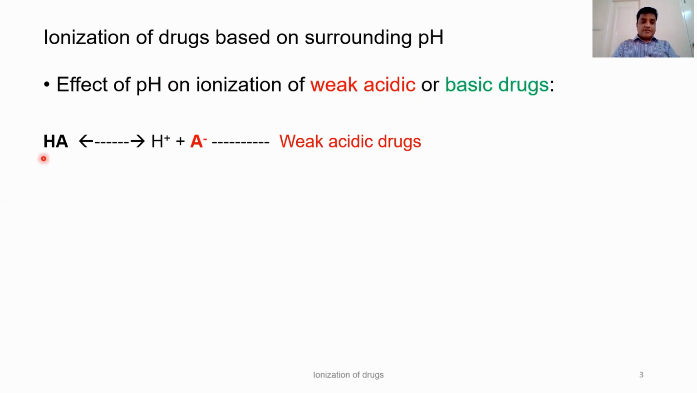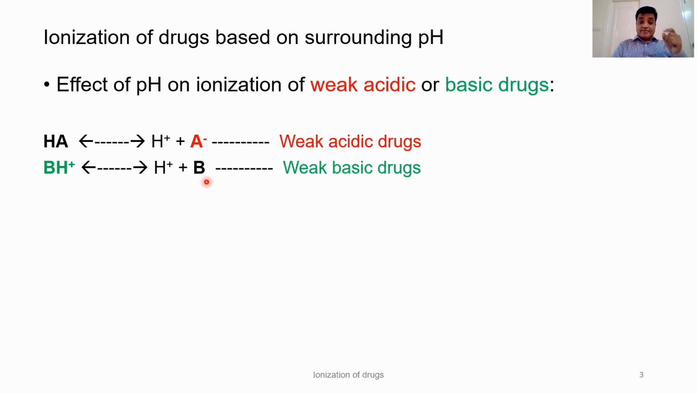I'll show you. This is the acidic drug, which is non-ionized, no charge. It can donate a proton. An acid is a proton donor. Proton is hydrogen, which is dissociated or donated. It becomes ionized, A minus is ionized. So a weak acidic drug can remain in non-ionized, no charge, or ionized with negative charge, depending on the surrounding pH. The same applies to weak basic drugs.